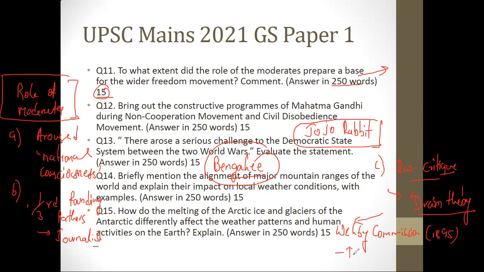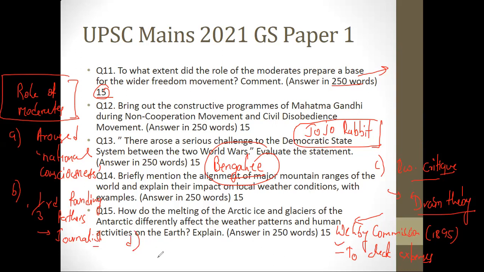This can even come in prelims, asking what the Welby Commission is talking about. So the Welby Commission was appointed. This is one of the achievements of the moderates, how they were preparing a base for the wider freedom movement. Do talk about these points. I don't think many of you would have done that. So make a note of it.